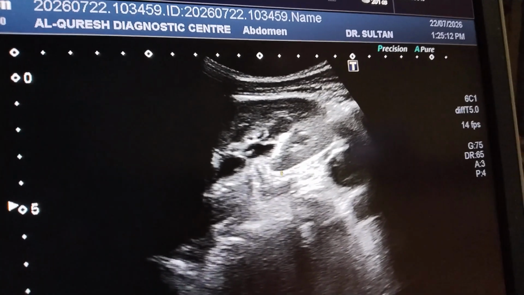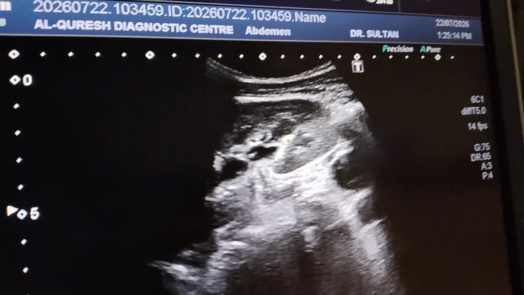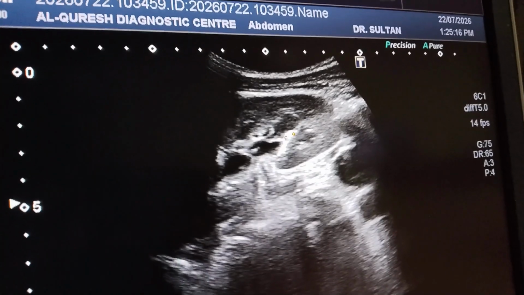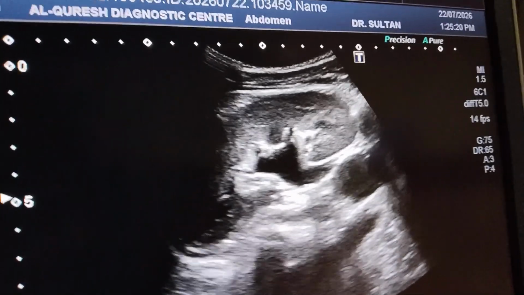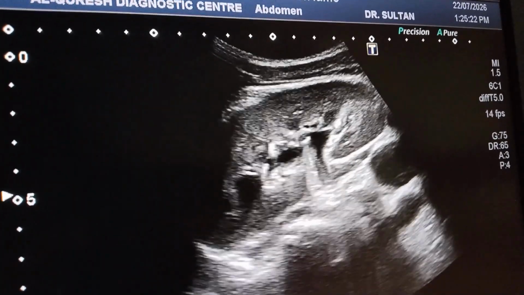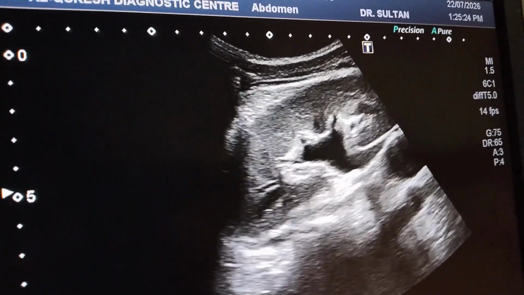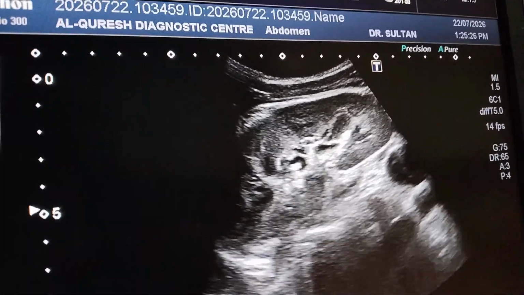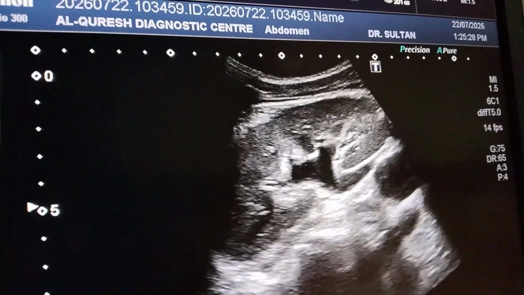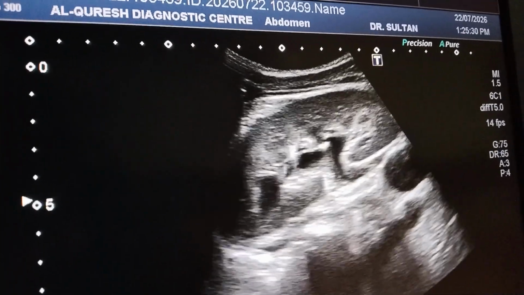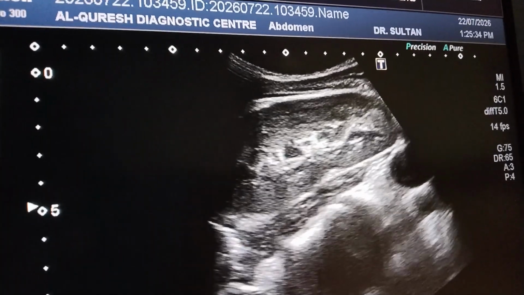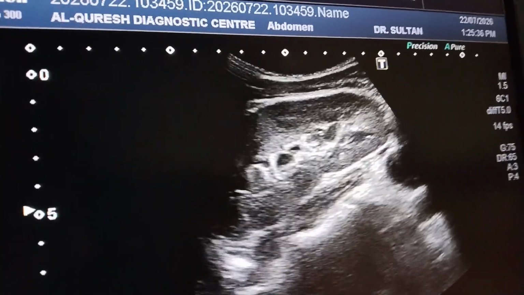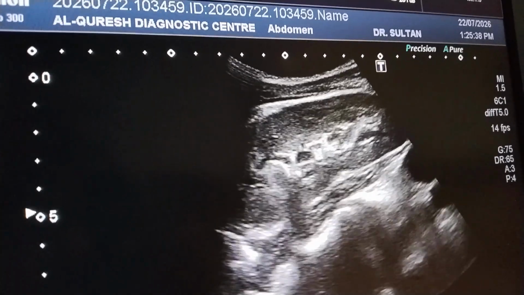I can measure this one. This is 4.2 millimeters in size. So in the report we can say that echogenic focus with posterior shadowing and twinkle artifact located in the lower pole calyces is consistent with microlithiasis.